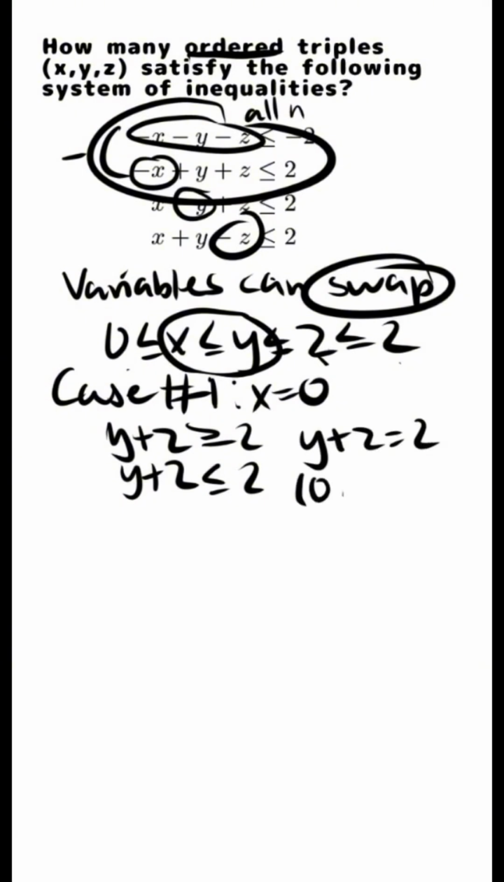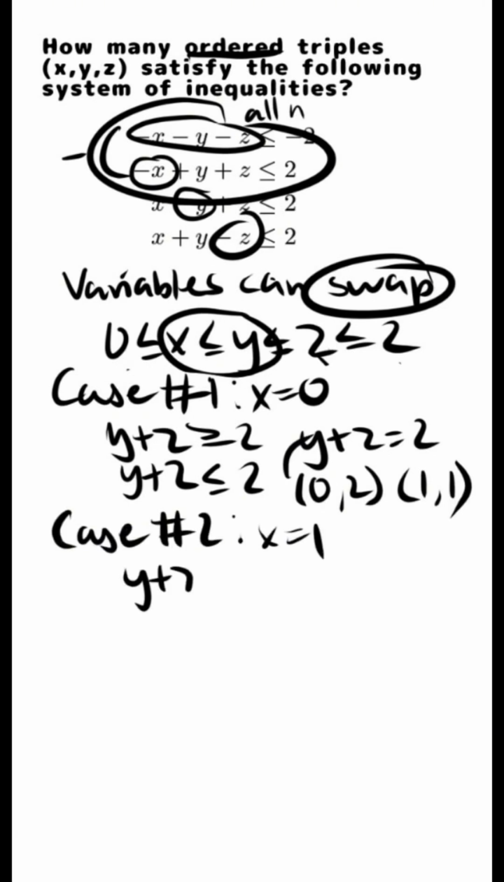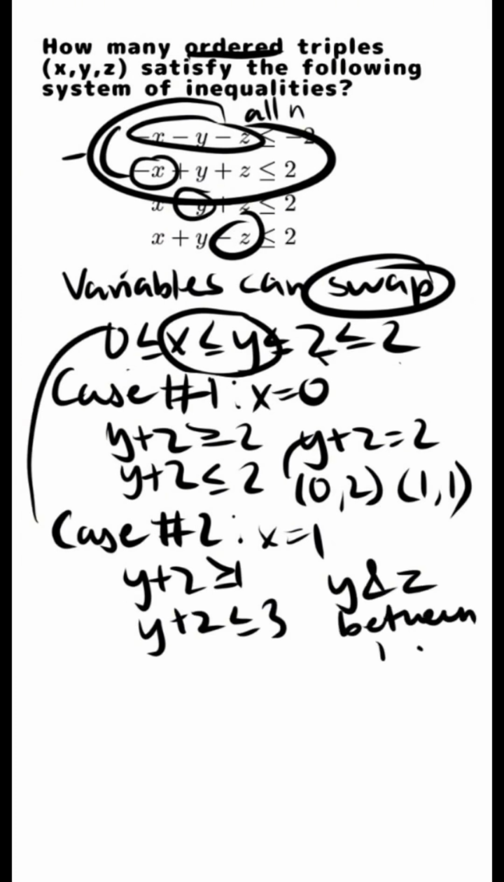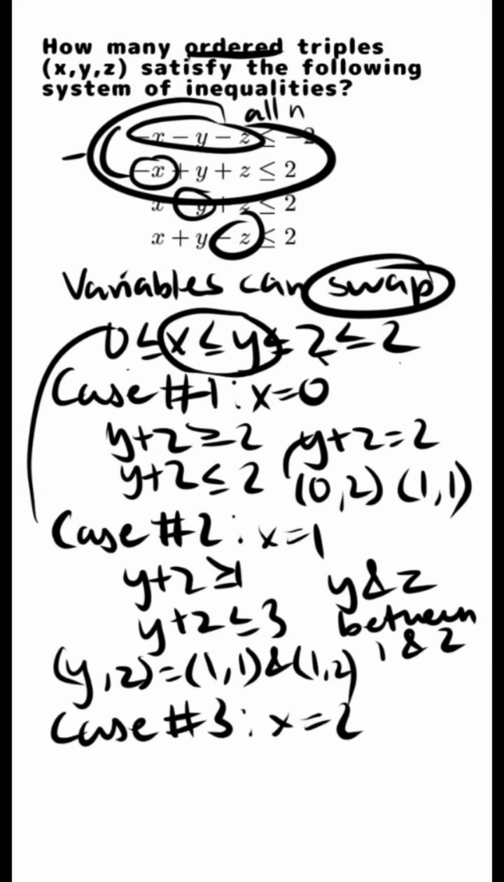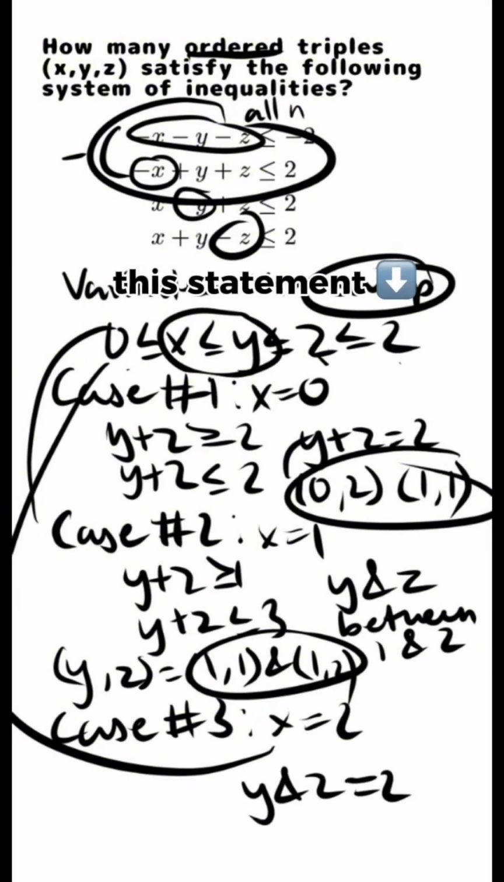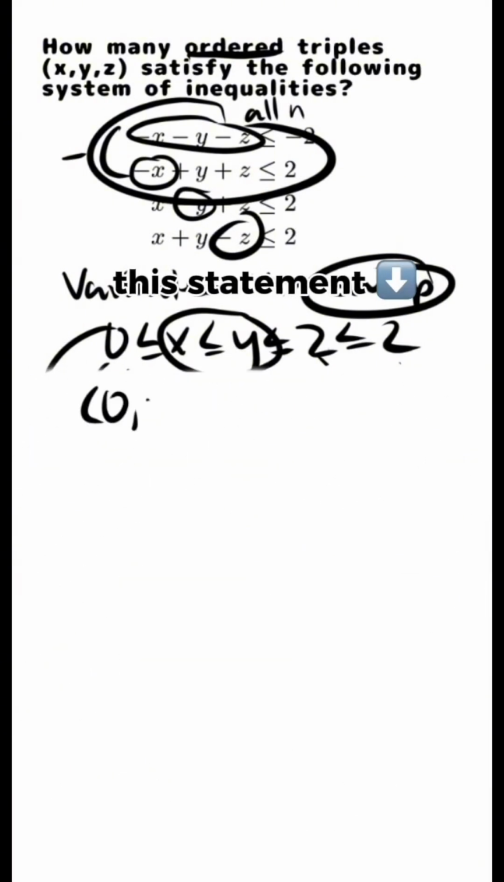Then our only options for y and z respectively are 0 and 2 or 1 and 1. Then, doing the same thing with x equals 1, we get y plus z is greater than or equal to 1, or y plus z is less than or equal to 3. From the statement shown, y and z are between 1 and 2, so our only options are 1, 1, and 1, 2 respectively. Then finally, for x equals 2, from the same statement shown, y and z have to be 2, and this is a valid triple.